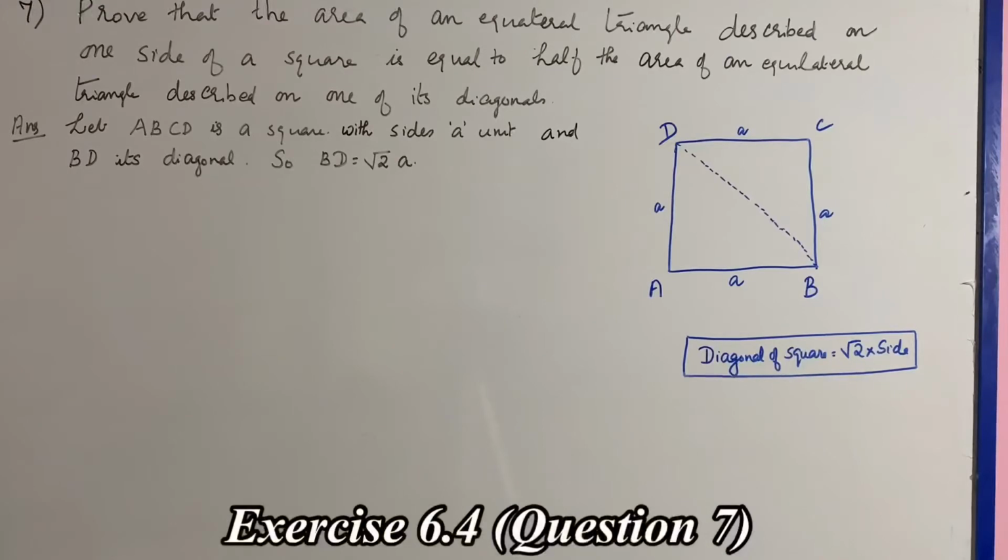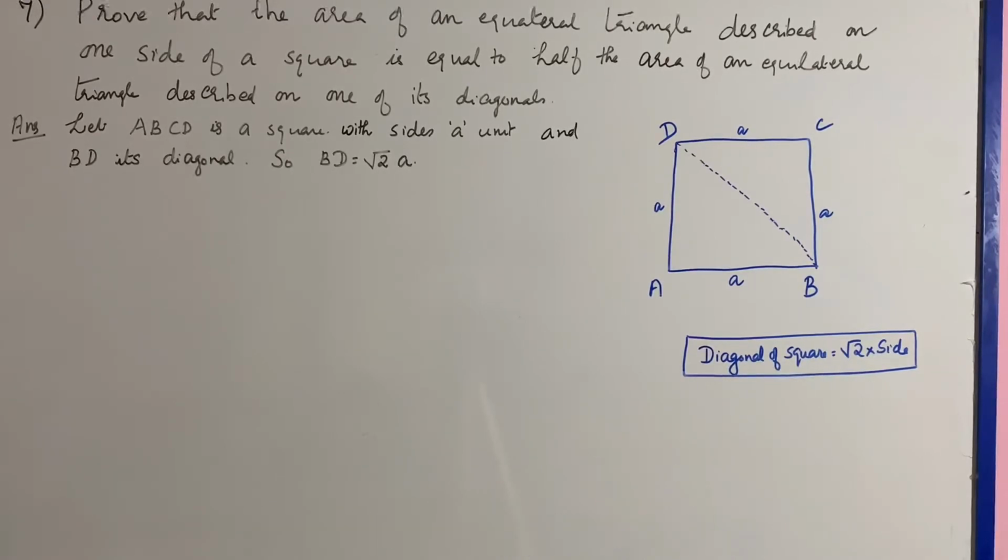Question number 7. Prove that the area of an equilateral triangle described on one side of the square is equal to half the area of an equilateral triangle described on one of its diagonals. Take the square ABCD and its sides be A units. Therefore, the length of the diagonal is root 2 into side. That means root 2A.